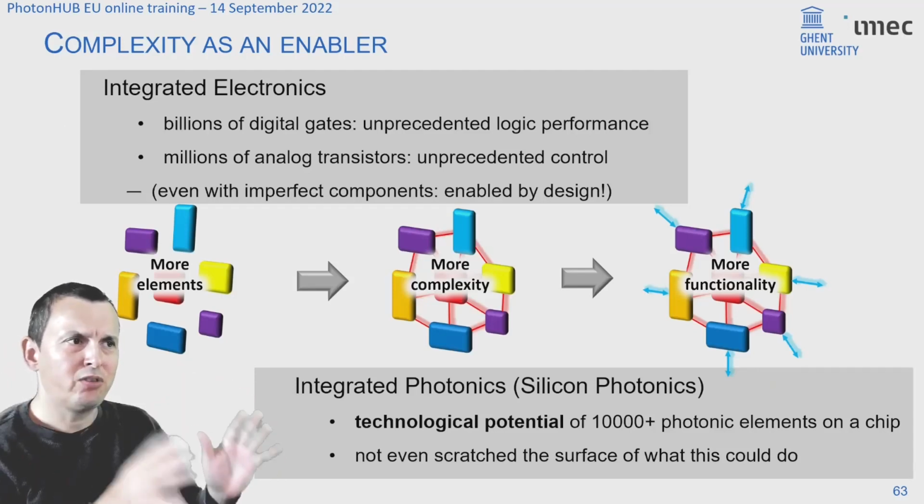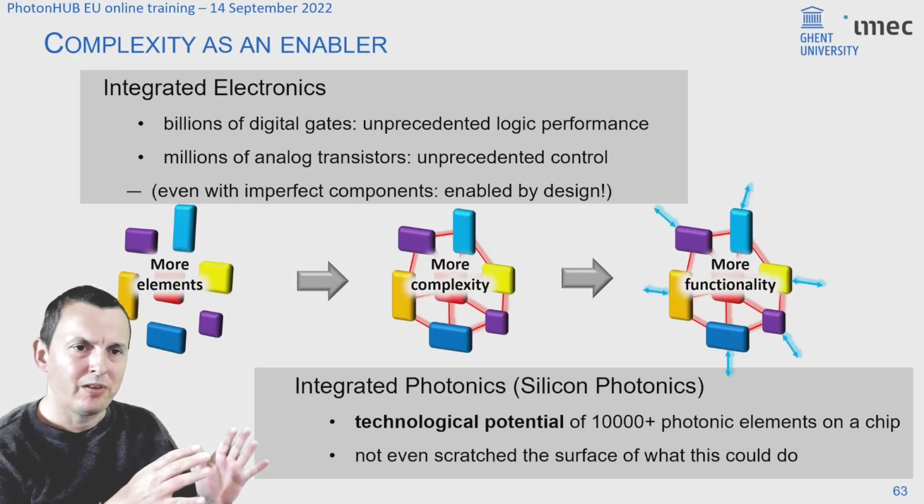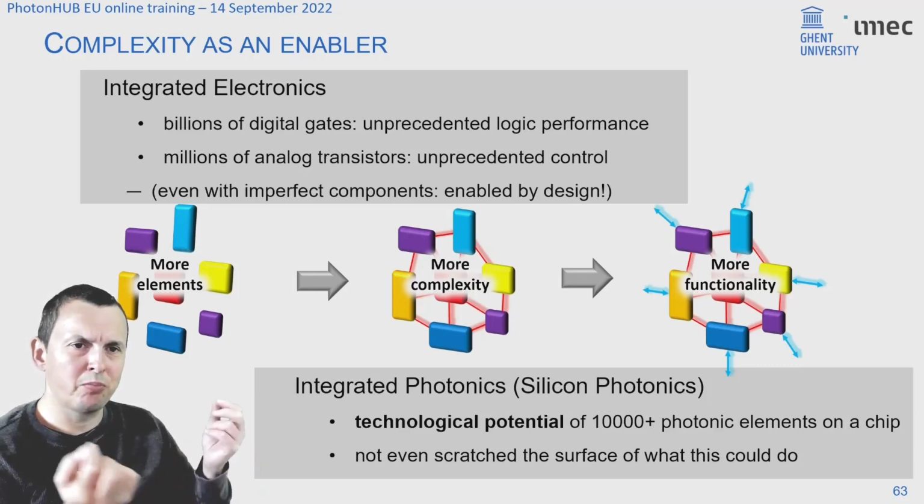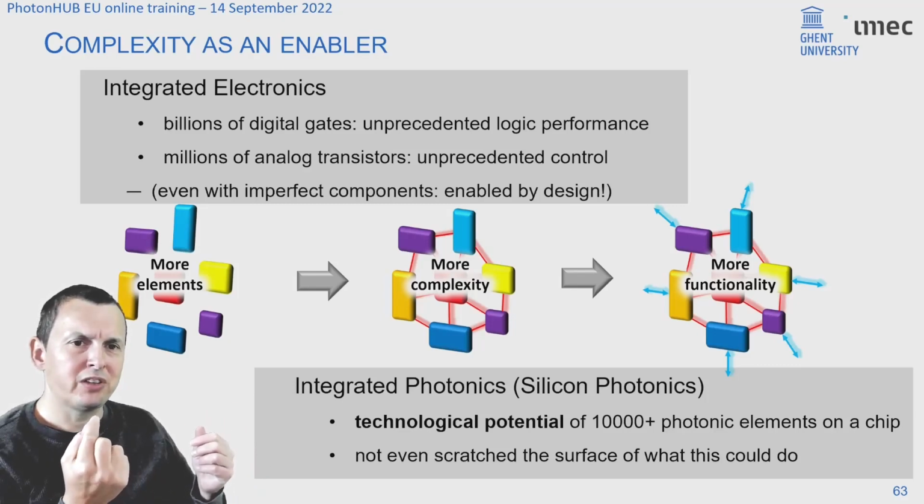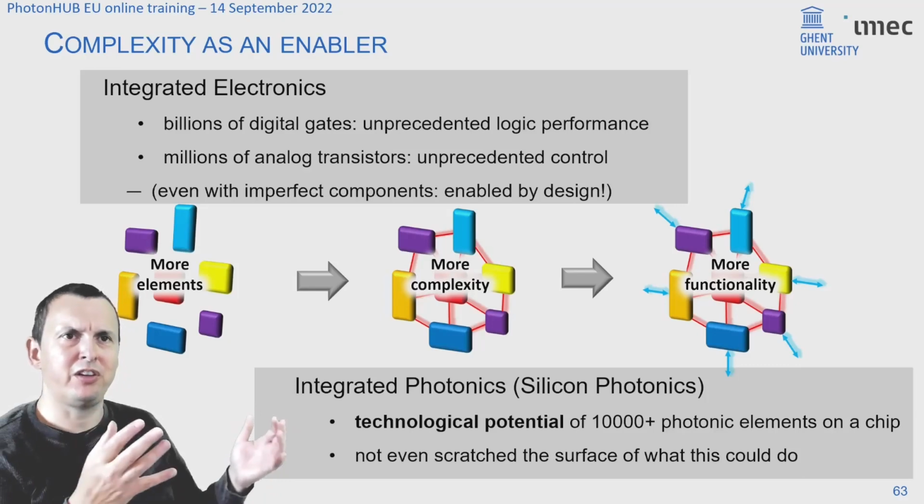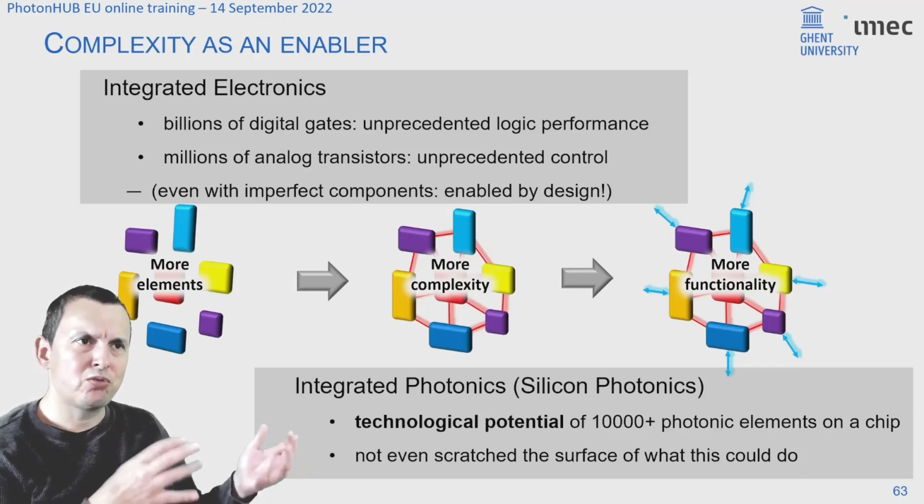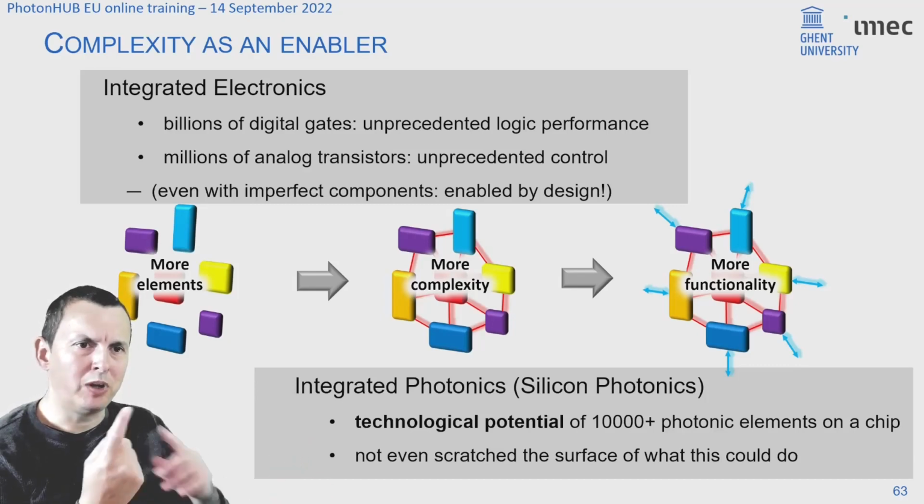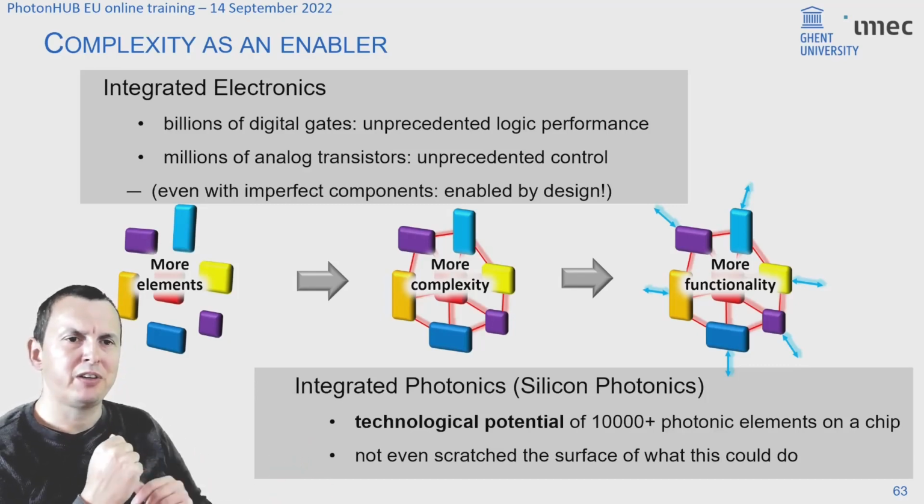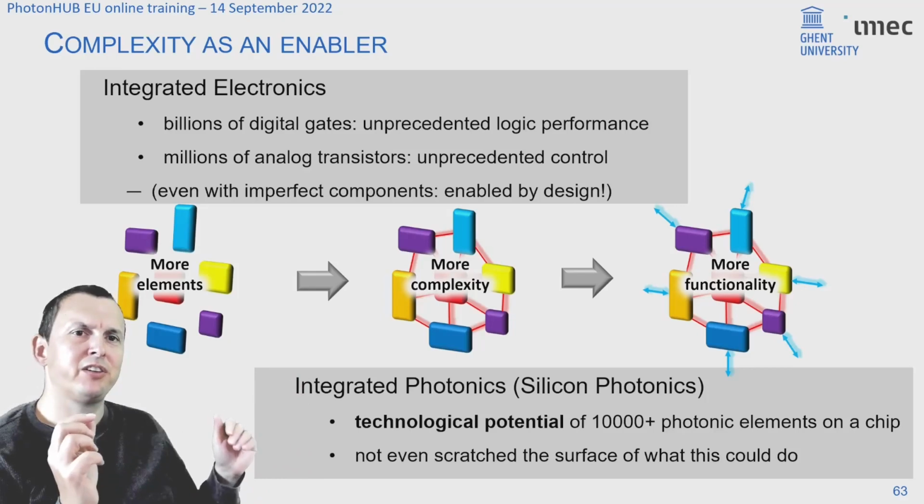Just like in electronic circuits, the functionality of a photonic circuit does not come from an individual building block. In electronics, it's not the single transistor that makes the function of the circuit. It's the concatenation and the connectivity of all these transistors that make the circuit work. And the same is true for photonic circuits. It's not about one modulator. It's not about a splitter. It's about how everything is connected.